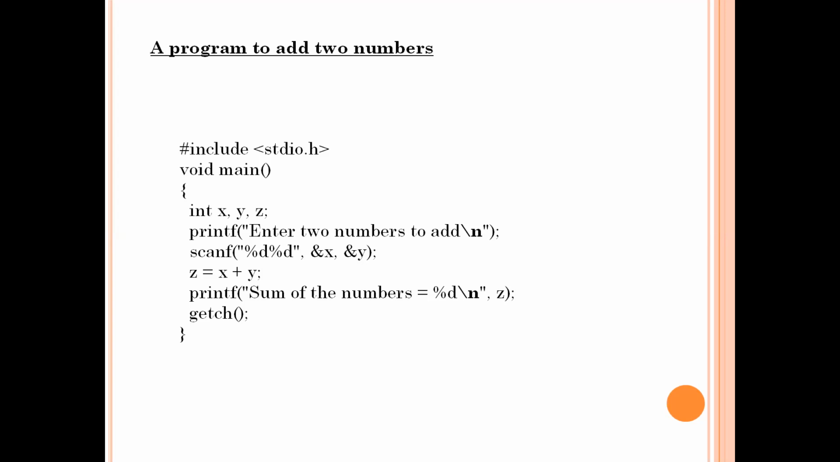So when we execute this program, we will have this message on our screen: Enter two numbers to add. This message will be displayed when the program is executed. And the \n is a new line character. It is used to get the display on the new line.